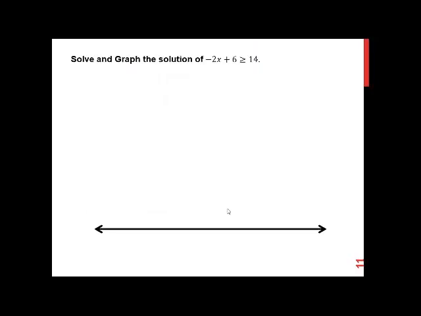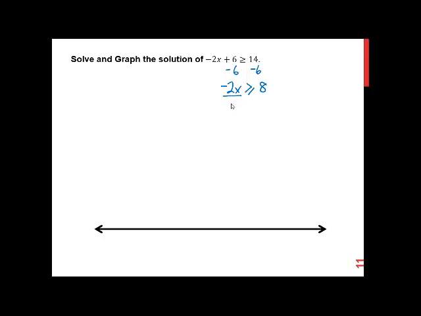So, let's solve and graph the solution of negative 2x plus 6 is greater than or equal to 14. Well, if this were an equation, we would subtract 6 from both sides, and so let's do just that. Subtracting 6 from the left side leaves us with a negative 2x. Subtracting 6 from the right side leaves us an 8. And since we didn't multiply or divide by a negative, our sign stays the same direction.